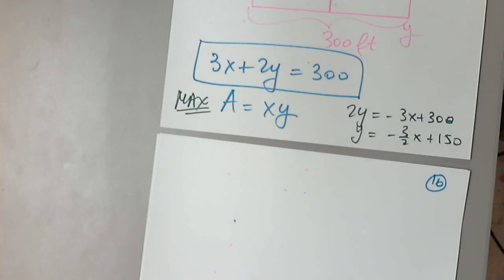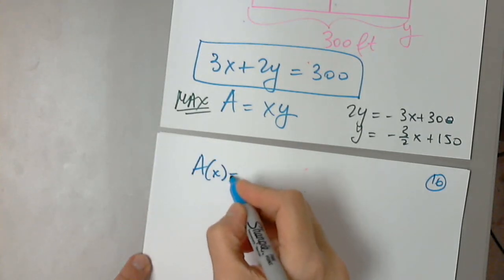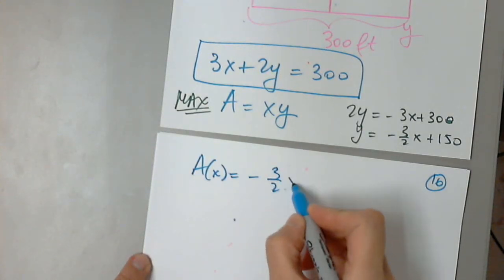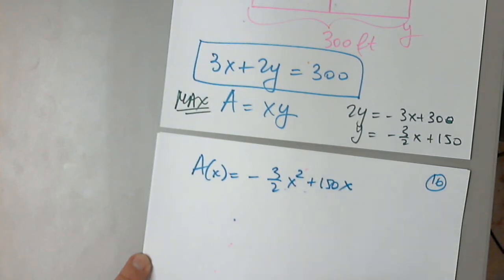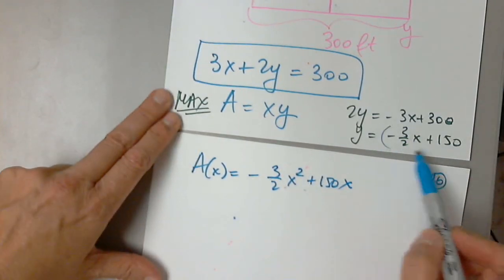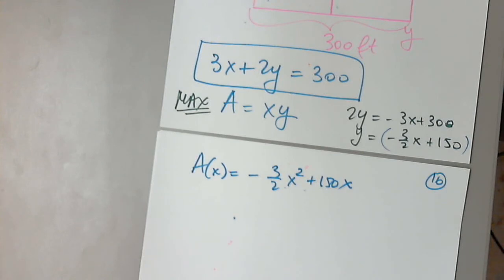Now we have an expression for y, and we'll replace y in here and distribute x. What type of function do you expect to get? Yes, so it's negative 3/2 x squared plus 150x. So we multiply this by x. Negative 3/2 x squared plus 150x. Quadratic. I'm asked to find its maximum.